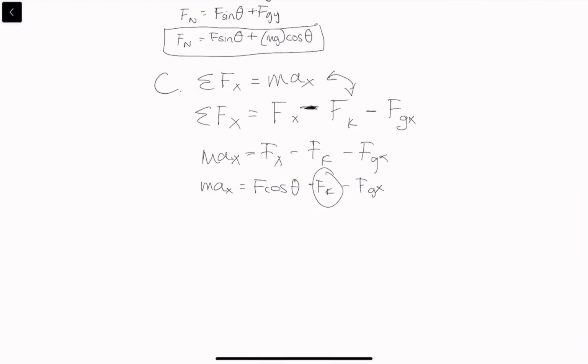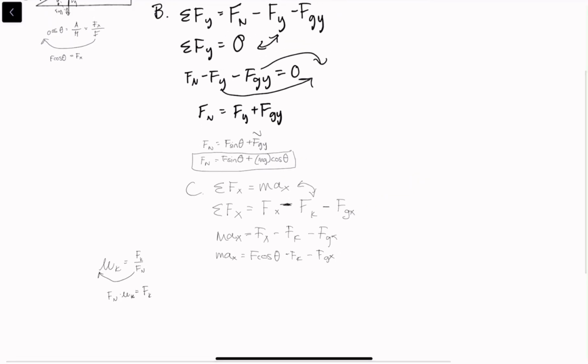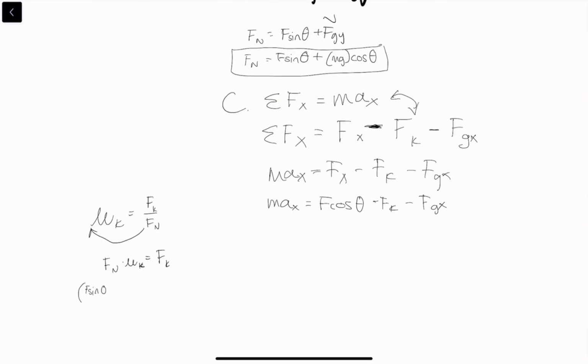The next variable that we want to expand is Fk. Now, we know this formula, mu k, and we want to isolate for Fk, so we would just multiply Fn over. And we solved for Fn up here, so let's just plug that in. And then we can just plug that in for there.